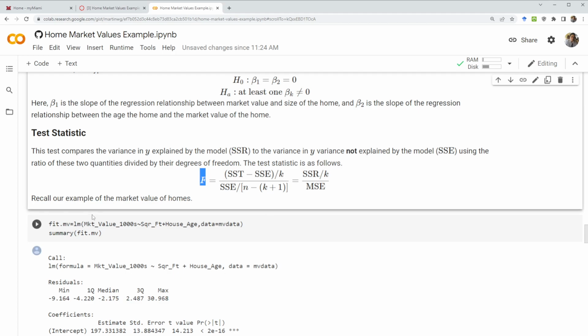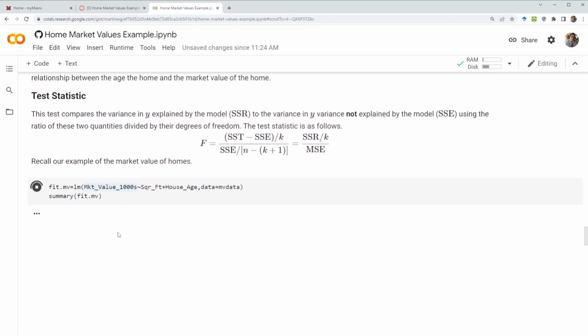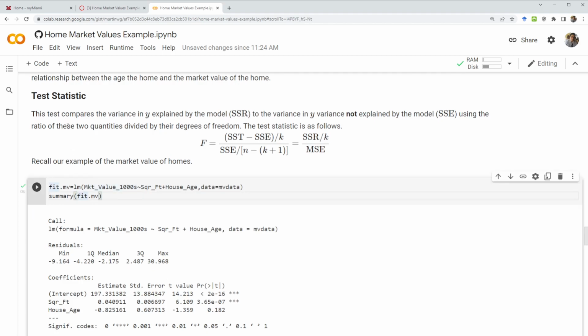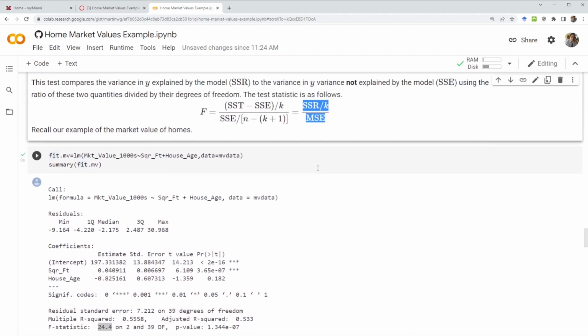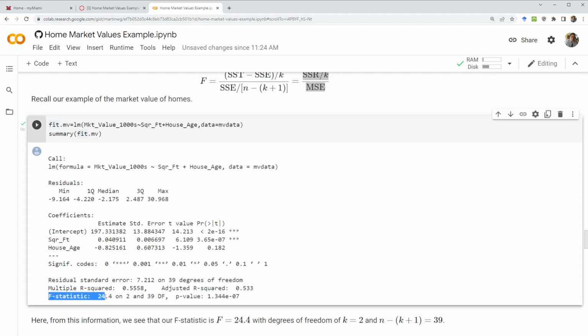Let me get back and show you these values again. Let me run this again so you can see it. You see this F statistic here is 24.4. That means that MSR divided by MSE, the average explained over the average unexplained, is about 24.4. You can see the degrees of freedom for the number of predictors, which is 2, and the error degrees of freedom, which is 39. And basically, that's telling you that this is significant.